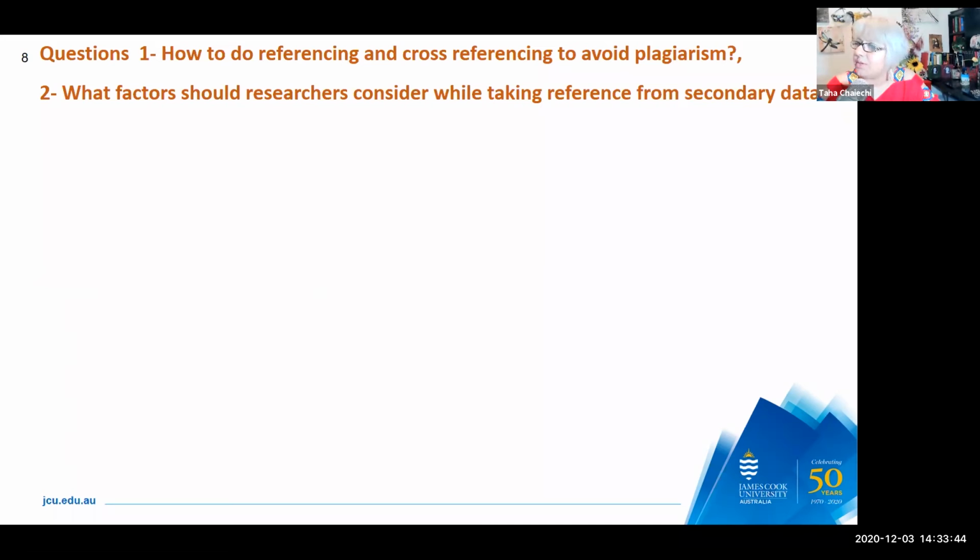But there's also a question about referencing and references. Of course, I'm not going to talk about the style of referencing. We all know there are different styles like APA style, MLA style, or Chicago style. That depends on what publisher wants to publish your work or what your university is recommending about the style of referencing. So that's a different story.